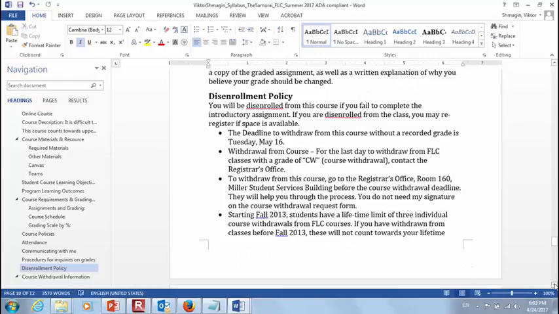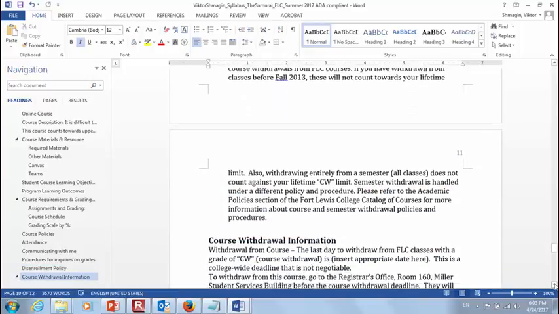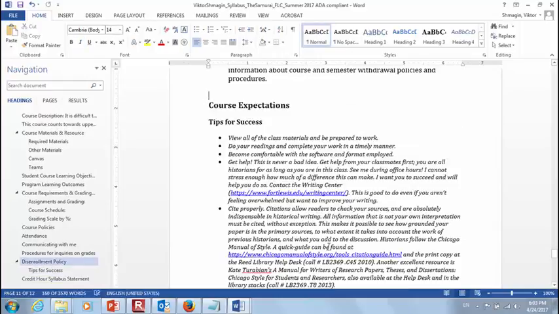Disenrollment policy: there are different dates for when you can withdraw and how that would be processed. Please just check this section of the syllabus at your leisure. Course withdrawal information. Actually, this is the same, so I'm going to be deleting this. By the way, I'm making certain changes to the syllabus, as you can tell right now, and the changed version, that's what's going to be on Canvas. I might also make minor alterations to the syllabus later on during the semester.